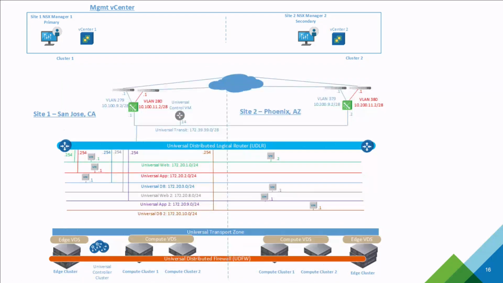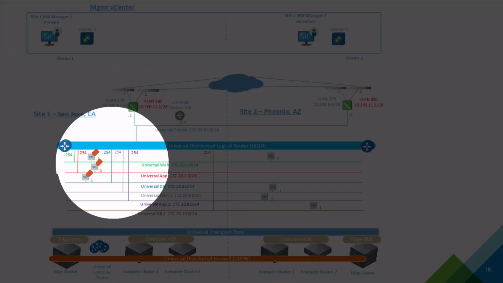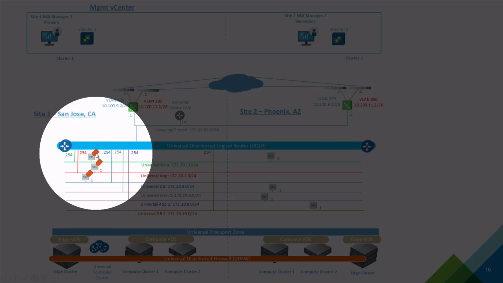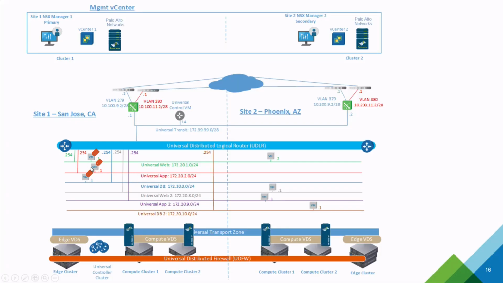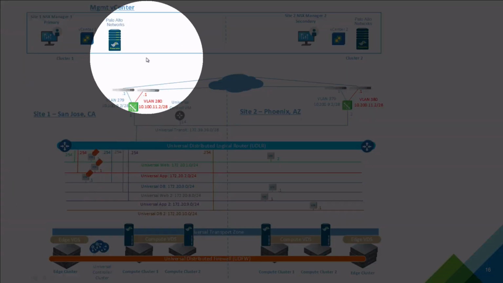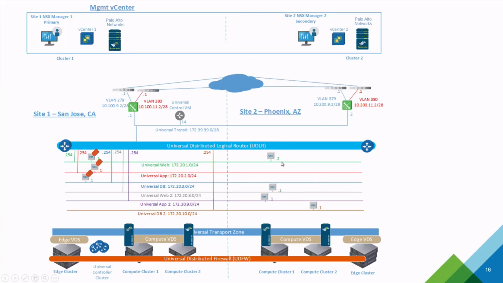Okay. So I have my consistent networking and consistent security across sites. I could also be leveraging higher level security constructs like universal security tags. Now, I could also be leveraging third-party security like Palo Alto Networks for application level security.